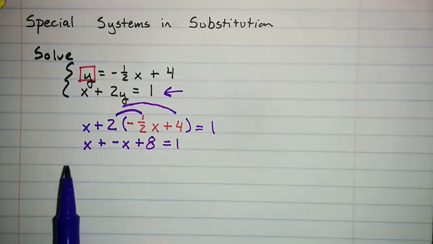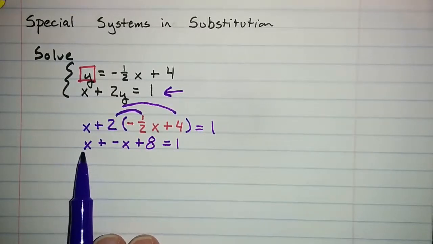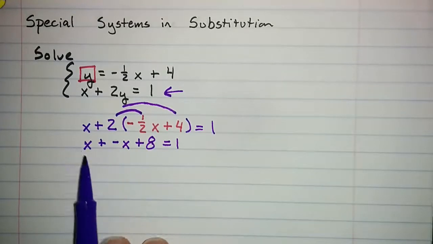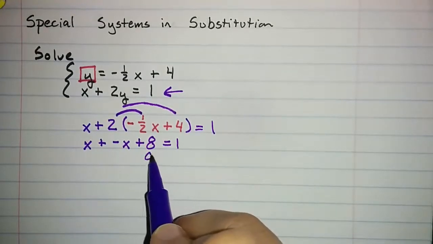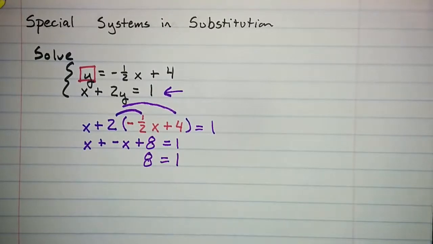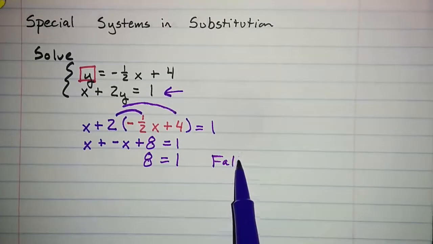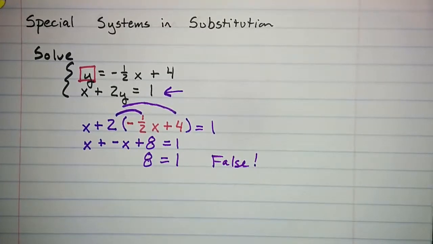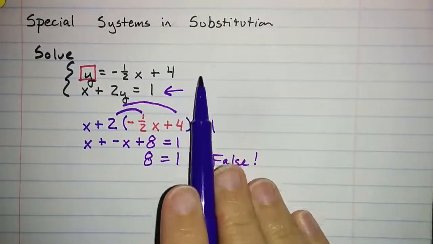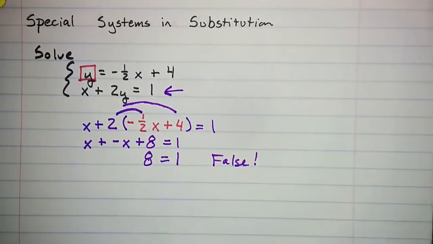Look what happens when we combine like terms. We have x plus negative x. That's 0. We're just left with 8 equals 1. What? Is that true? No, this is false. 8 doesn't equal 1. No matter what x is, no matter what y is. We've just discovered that at any point that makes this system true, 8 and 1 have to be equal.